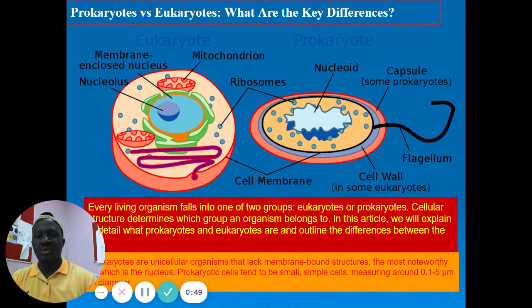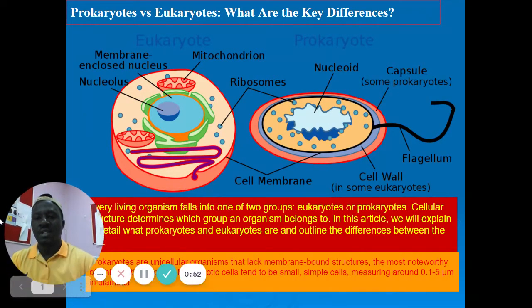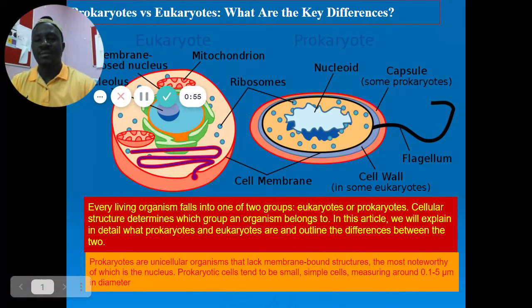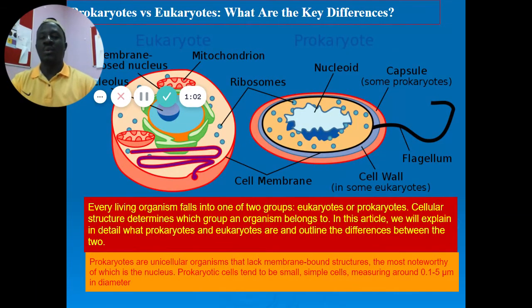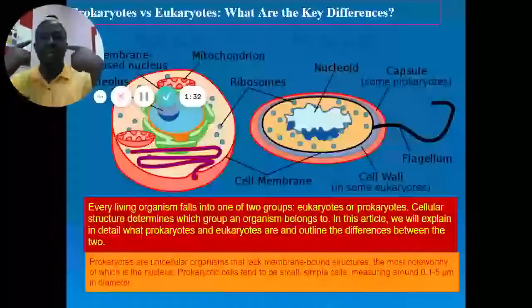It's very important to understand that every living organism falls into one of two groups. It can either be prokaryotes or eukaryotes. So the cellular structures determine which group an organism belongs to, and in this reading we'll explain in detail what prokaryotes are, how they are adapted to their functions, as well as eukaryotes and how they are adapted to their functions.